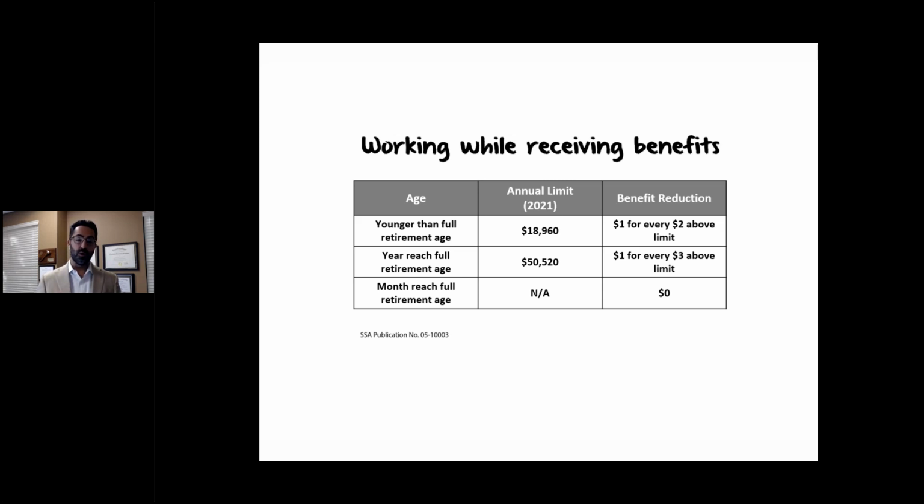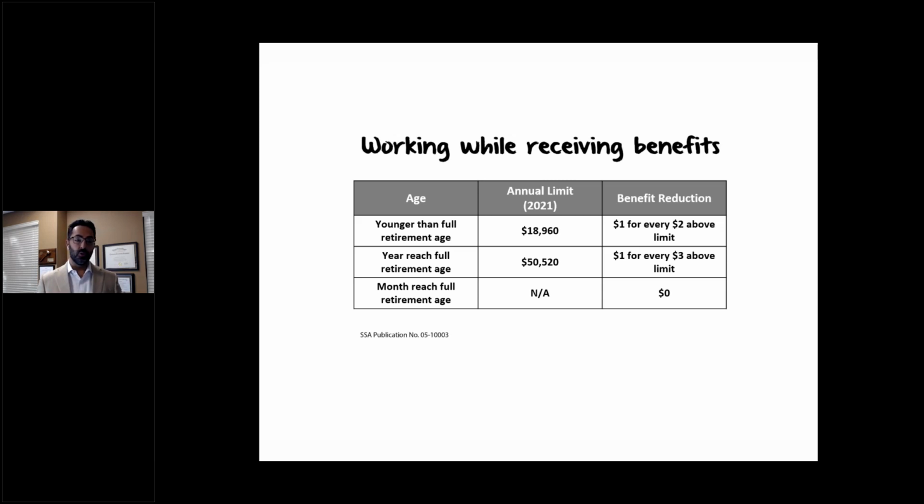So that is if you are below your full retirement age. The year that you are going to reach your full retirement age, that income number is higher. So that income number now is a little over $50,000. And the reduction formula is slightly different too. So the reduction is it'll reduce by $1 for every $3 that you're above that limit.